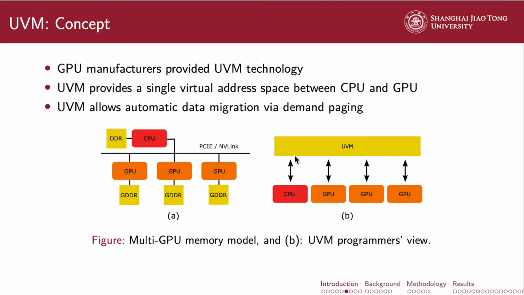To overcome the shortage of memory, GPU manufacturers provided UVM. UVM establishes a unified address space between CPU and GPU and hides the details of the data migration from programmers.